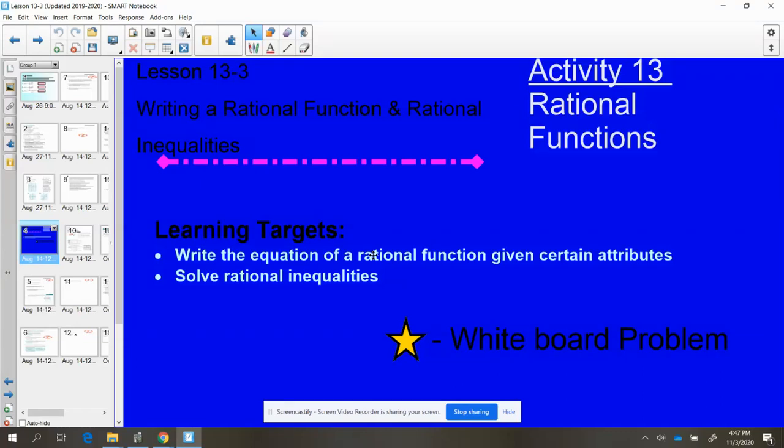Hello everyone, welcome to the end of Unit 2 and Activity 13 with Lesson 13.3. We're going to talk a little bit more about rational functions and their features and also solving rational inequalities.